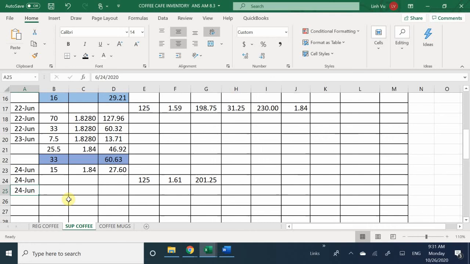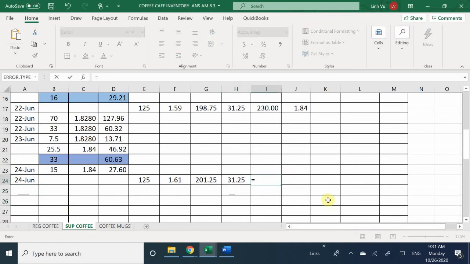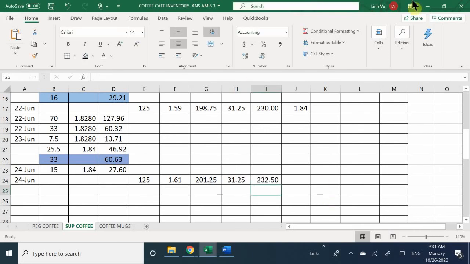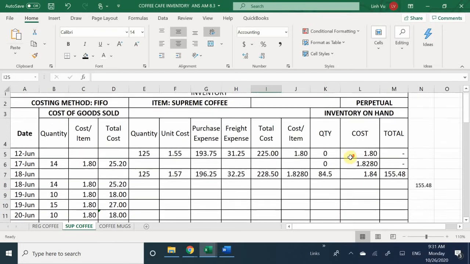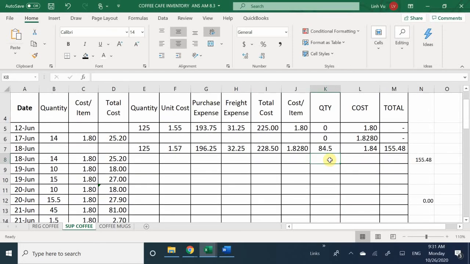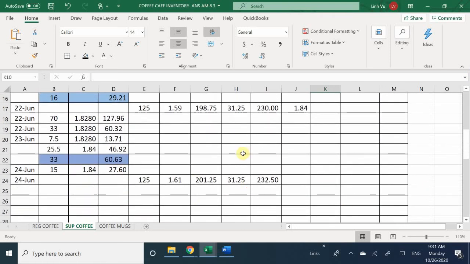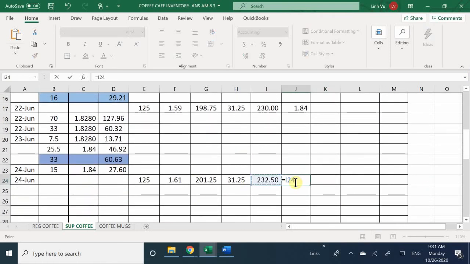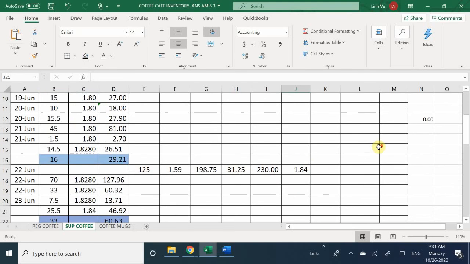Oh. Okay, it's Monday. So what's my total here? 232.50. Good. And then I want to place my new inventory item here, correct? Yeah. Oh, well, actually, what's my cost per item? $1.86. $1.86. Even? Good.